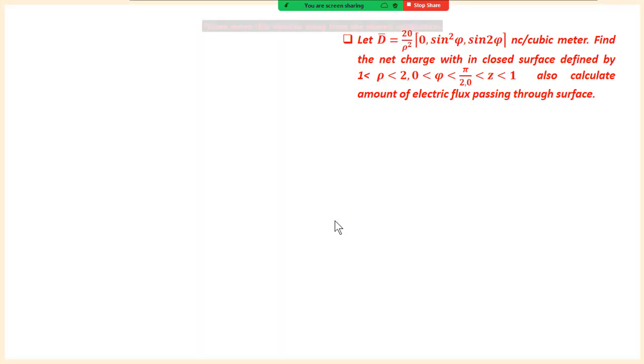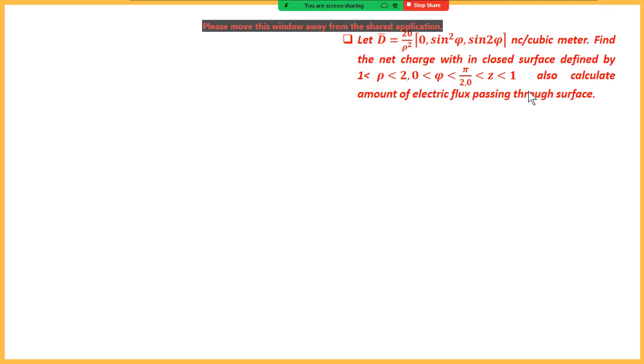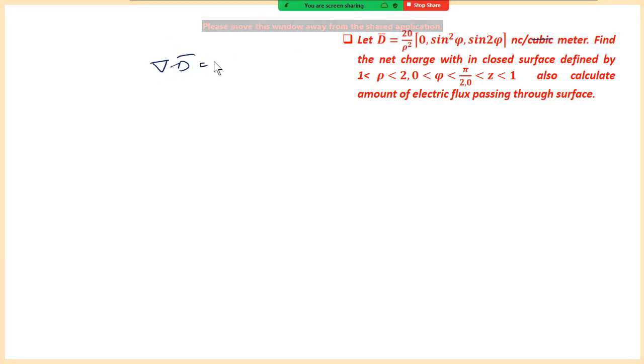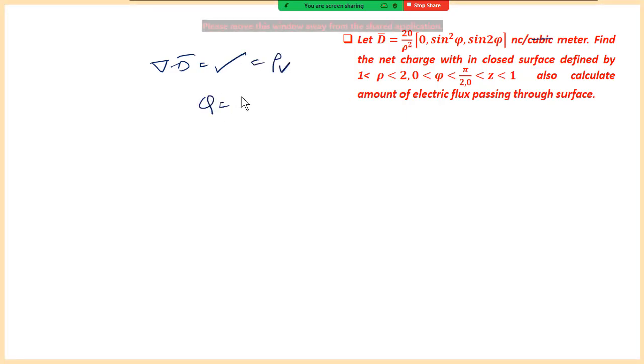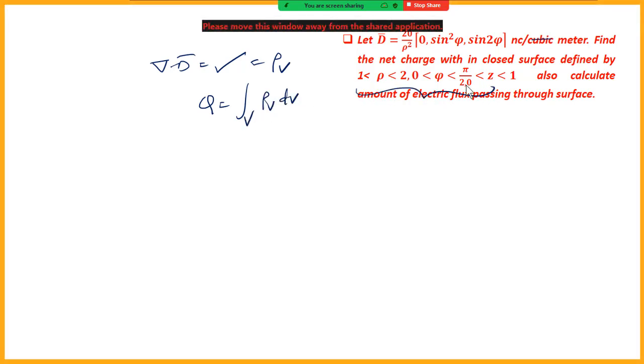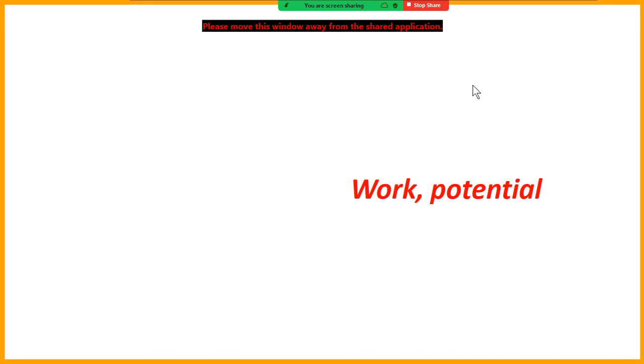Now the next problem. D bar is equal to 20 by rho square into something. Now this is not a cubic meter, it is meter square. Next, find the net charge within the closed surface defined by. Again, same problem, but they have given it in which coordinate system? Cylindrical coordinate system. First, write this divergence formula in cylindrical coordinate system. Solve this one, you will get rho v. Then again, Q is equal to the volume integral of rho v dv, and these limits you have to apply. That's it. You will get the answer for this one also because it is the same thing.